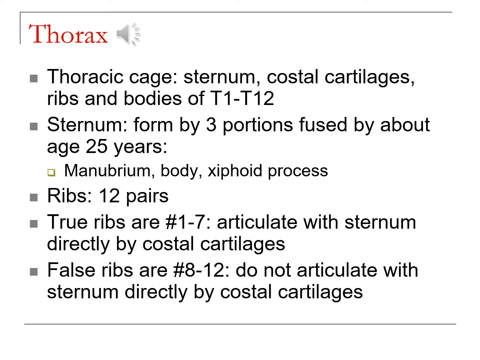There are 12 ribs. The first 7 ribs are your true ribs because they articulate directly with the sternum through their costal cartilages, while the false ribs are ribs 8 to 12 because they do not articulate with the sternum directly by costal cartilages. Actually, the 11th and 12th ribs are called your floating ribs. However, they also are classified as your false ribs because they do not articulate with the sternum directly. They are floating because I'll show you a picture in a while.